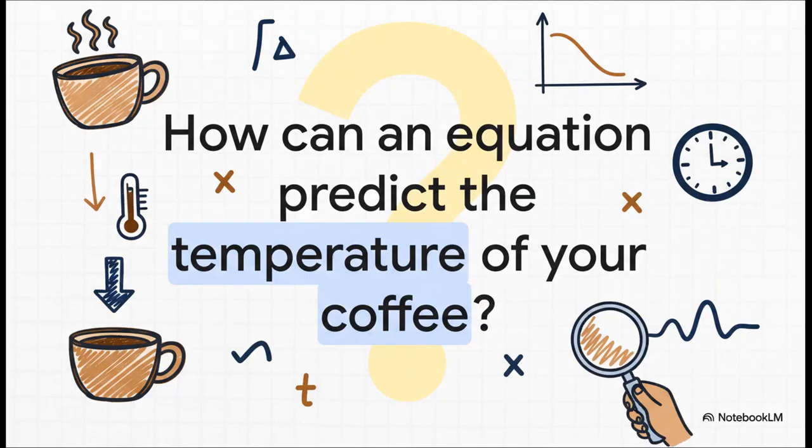So it all kicks off with a really simple question. You've got a hot cup of coffee. We all know it's going to cool down to room temperature eventually, but could we predict its exact temperature at, say, 10 minutes from now? Or 20? Well, the answer is a big yes, and the tool we're going to use isn't some fancy lab equipment. It's just an idea, written in the language of mathematics.